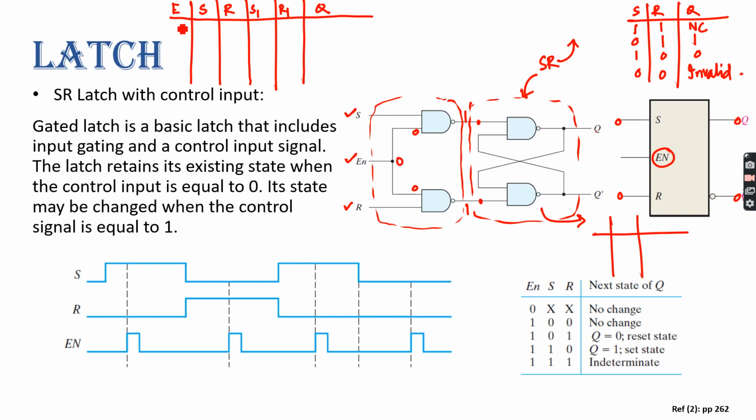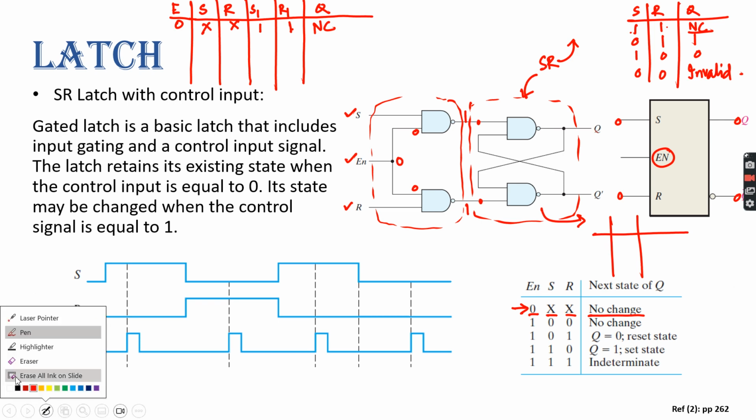So now, if enable is 0, no matter what is the value of S and R, the output here would be 1, 1, right? Yes, sir. And if it is 1, 1, what will be the condition? No change. No change, right? So here you see, if enable is 0 and S or R, whatever its value, the output would be no change, right. Yes, sir.